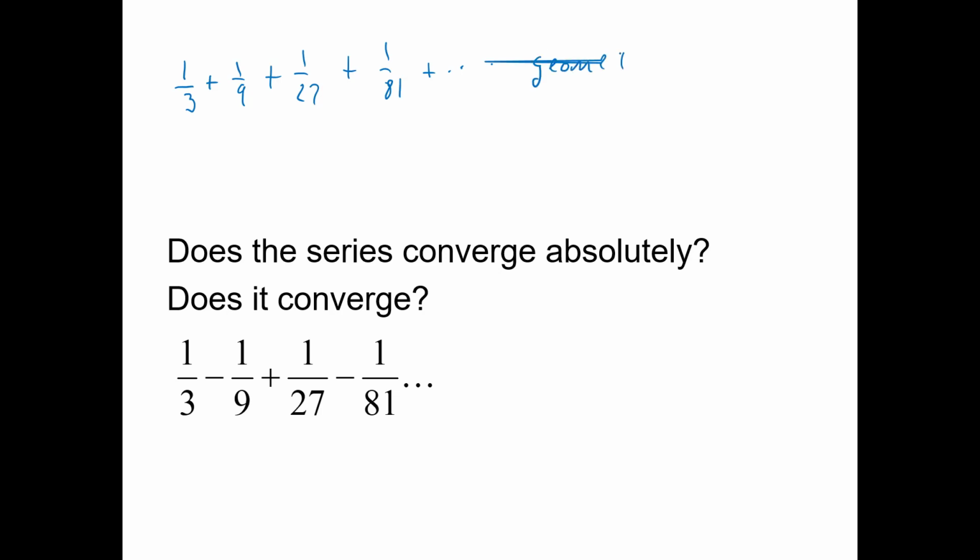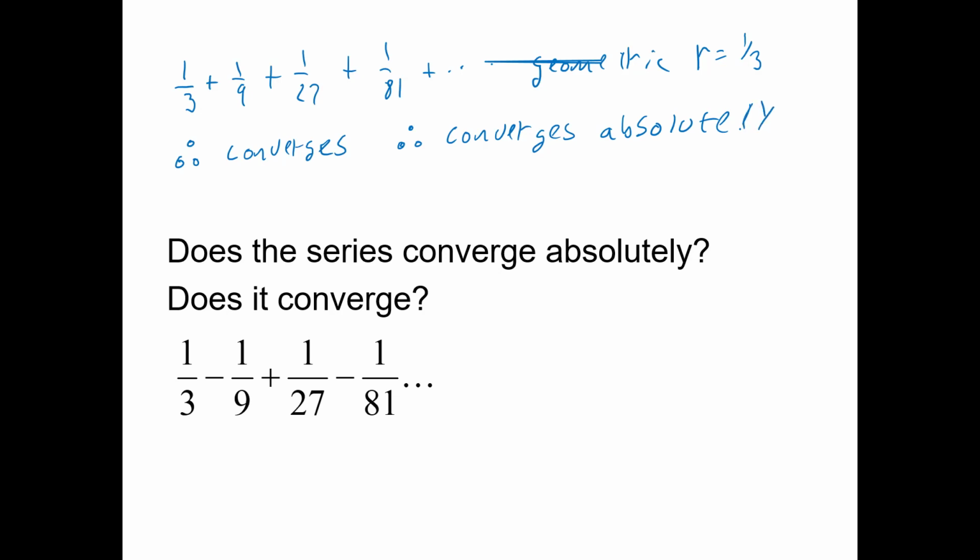Geometric. Therefore, geometric. R is equal to 1/3. Therefore, converges. Therefore, converges absolutely. And so then, if it converges absolutely, the alternating series is also going to converge, right? Because it's more difficult to converge absolutely.